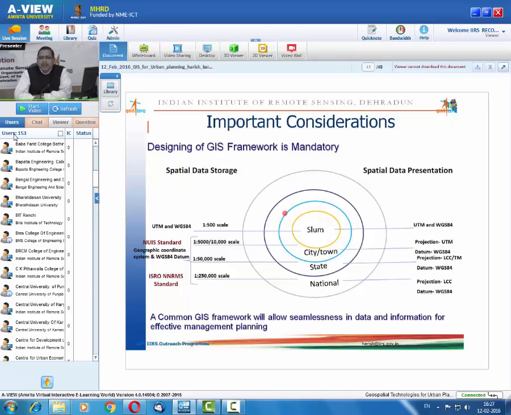So when you are applying GIS for urban planning, what are the important considerations we should keep in mind? Basically, designing a GIS framework is mandatory.